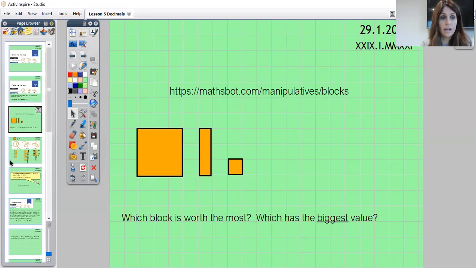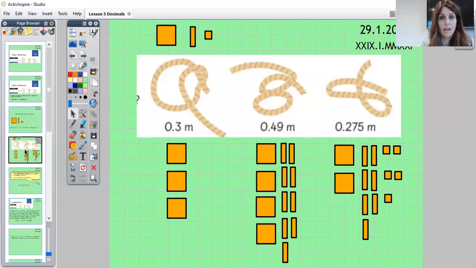If not, if you've already answered, let's have a look at it. Okay, so I've shown you here, using our Dienes blocks, what these actually represent. So 0.3 meters, that's 3/10. And we know that one of the big square blocks is worth a 10th. So we have got 3/10 here. This one has got 4/10, so 4 of the big squares, and 9/100. So we've got 9 of the smaller blocks there, not the smallest, but these are hundredths. So 4/10 and 9/100.